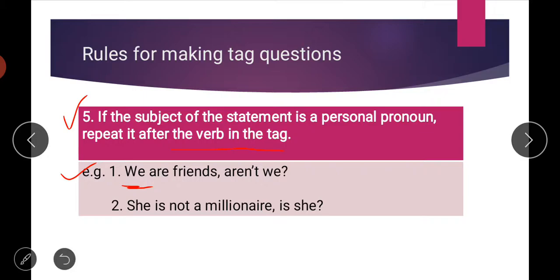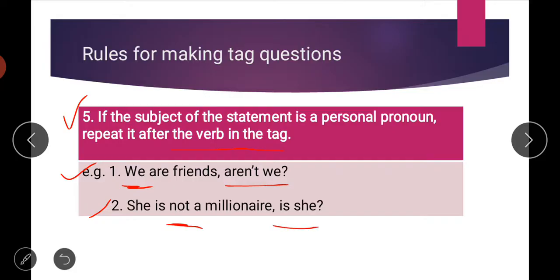When we have names, we can use the words he or she according to our judgment of whether it is the name of a boy or girl. But if we are using personal pronouns like we, he, she, then we can use those words as they are in the tag. Like we are friends, aren't we. Then she is not a millionaire, so it's a negative statement, so we will not use the word not in the tag. So simply you will write is she.